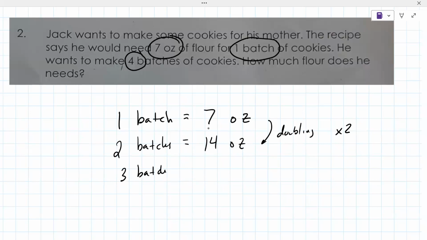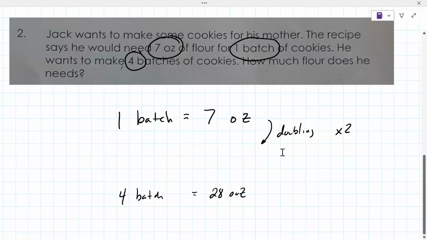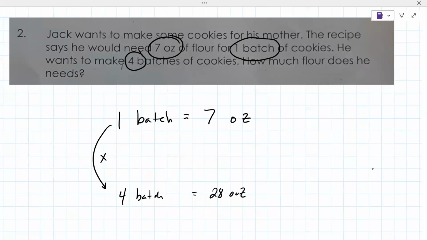3 batches would be 21, and then you could keep counting here if you wanted. 4 batches is 28 ounces. But how could you go there directly? Like, what if this wasn't here? You could times it by what number? 4. Does that work over here? It's times 4 also? Yes. Okay, great. Excellent. Okay, any questions on that? No. Okay.